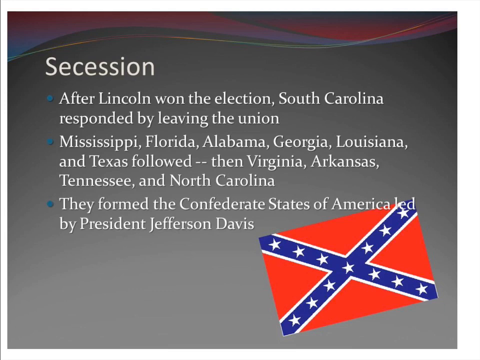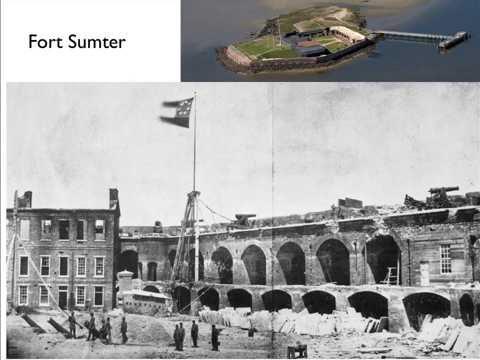They form what's called the Confederate States of America. They elect a senator from Mississippi, Jefferson Davis, to be president of this new country, as they want to call it. And they say they're a free and independent country. This is going to lead to trouble, and the trouble centers around a place called Fort Sumter.